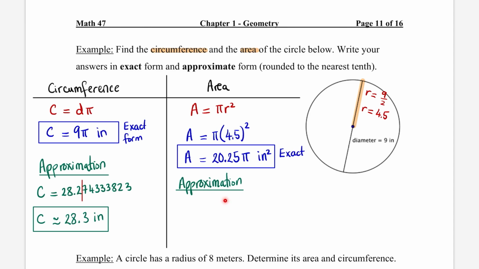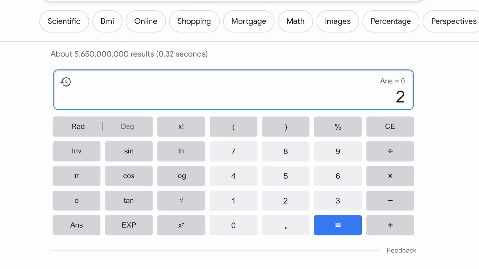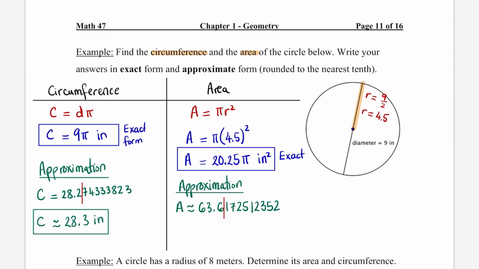To find the approximation, I'll take 20.25 times pi, and I put that in my calculator. 20.25 times pi. And that is my approximation of the area. And the question is asking me to round to the nearest tenth, which is round to 1 decimal place. I need to stop right here. This digit is 1, so I need to round down to 63.6. And the unit is inches squared.